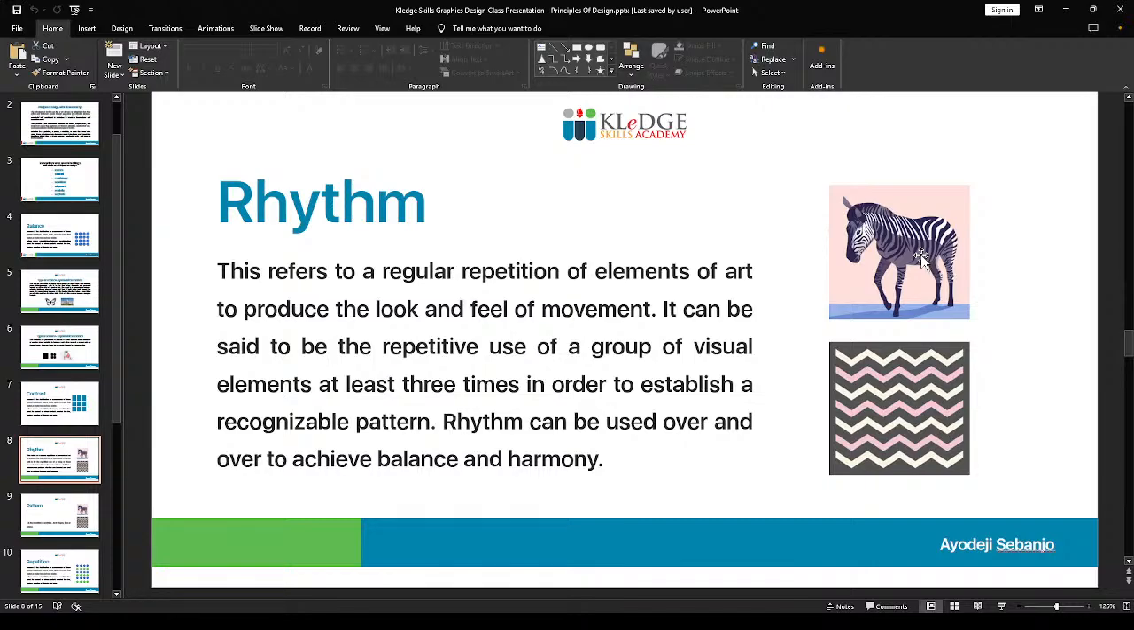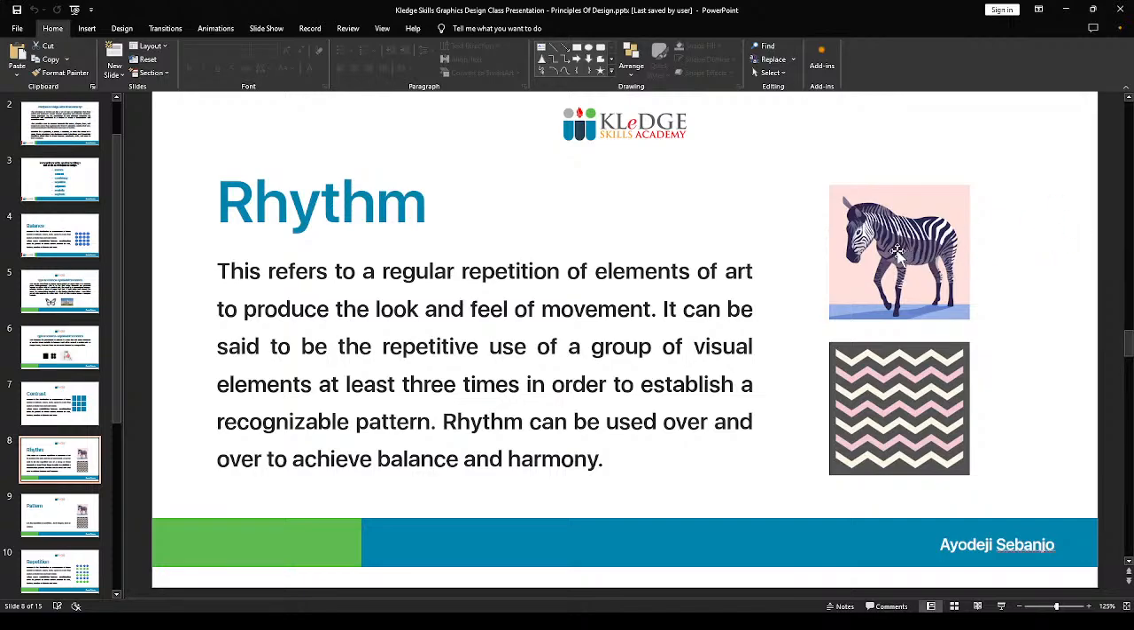Pattern is repetitive. It's a repetition of rhythm. Do you get it? Pattern is a repetition of rhythm. When it follows a particular flow, a particular system of design, that is pattern. However, rhythm is only repetition of elements. Do you get it? While rhythm is a repetition of elements, pattern is a repetition of rhythms. So when you have a flow of rhythm, you have a pattern.